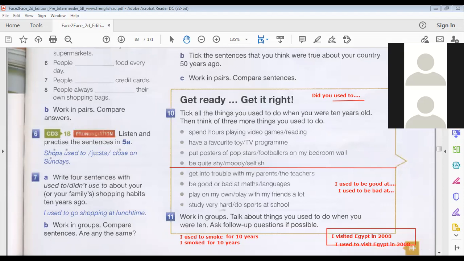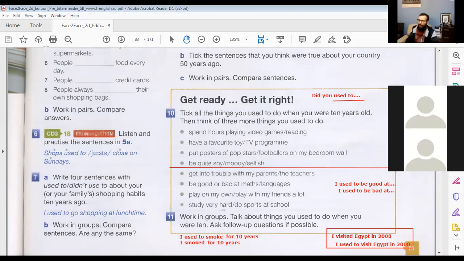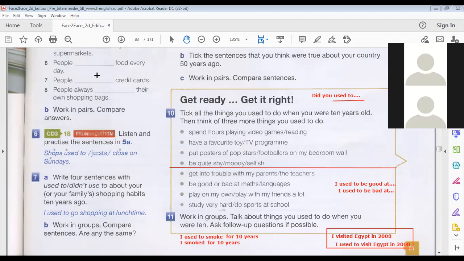What do you think? I visited Egypt in 2008, and I used to visit Egypt in 2008. Do you feel they are the same or different, these two? I feel same. Okay, Sophia, what do you think? Are they the same or different? No, not the same. First, it's just once. And the second, maybe repeat the visit, or you will not visit again.